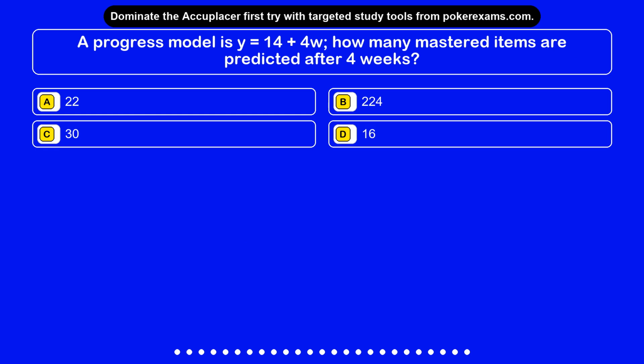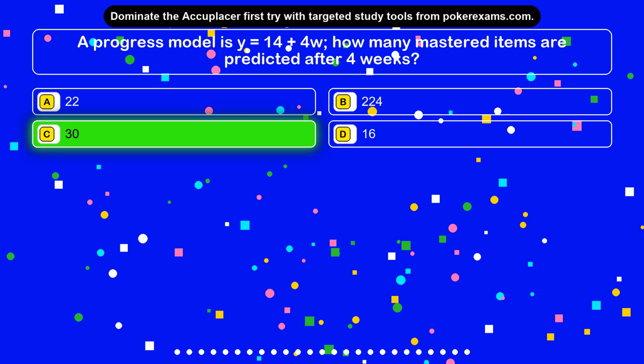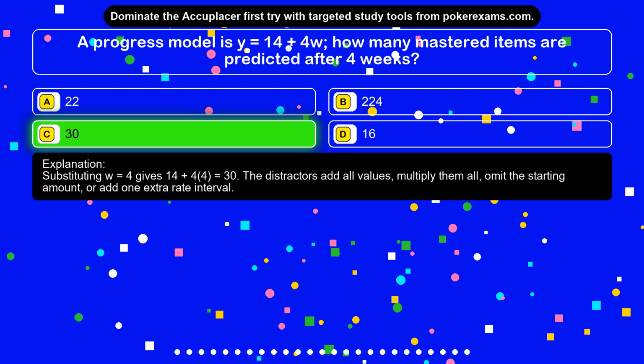How many mastered items are predicted after 4 weeks? Option A, 22. Option B, 224. Option C, 30. Option D, 16. The correct answer is option C, 30. Substituting w equals 4 gives 14 plus 4 equals 30. The distractors add all values, multiply them all, omit the starting amount, or add one extra rate interval.